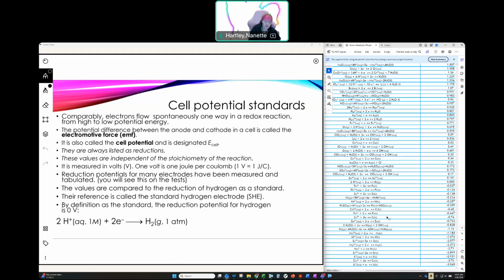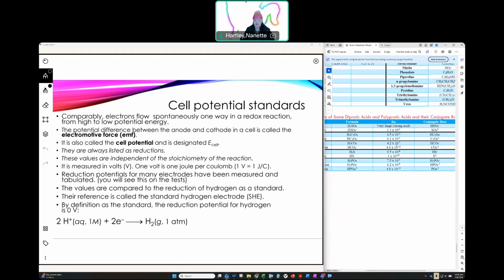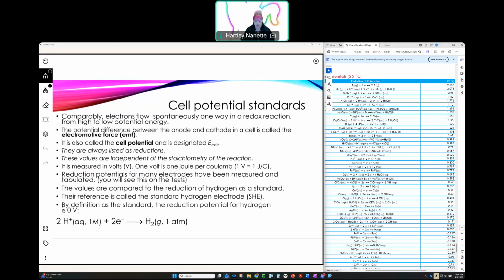The standard cell potentials are always listed as reductions. That's what you see in this table. Every single thing in here is a standard reduction potential. That's how it's listed, so these are always reduction half reactions. Those values are independent of the stoichiometry of the reaction. What that means is that if I multiply one of these by 2 to get the same number of electrons to add them together, I do not change the value that is listed here. I never do. With these, you never change them. There is one exception, and I'll talk about that in a few minutes.